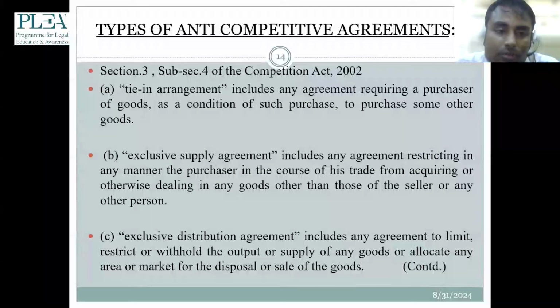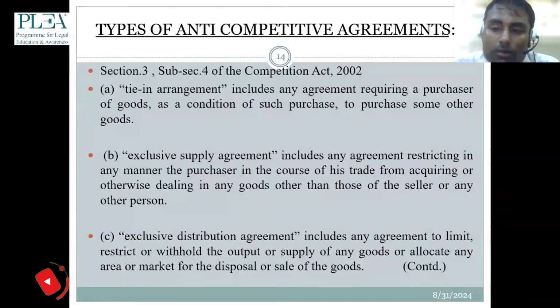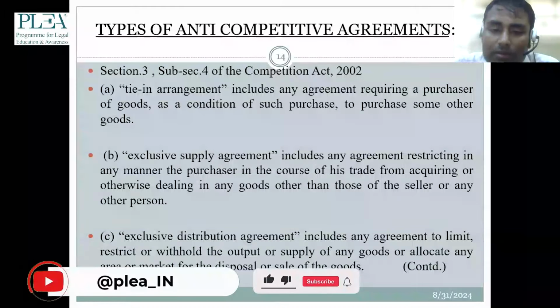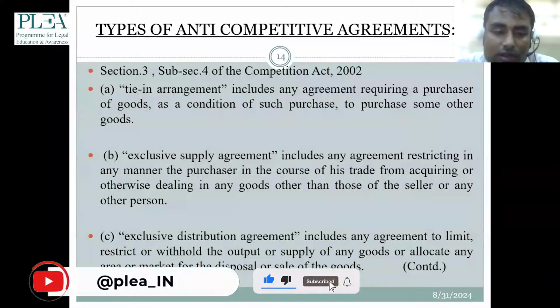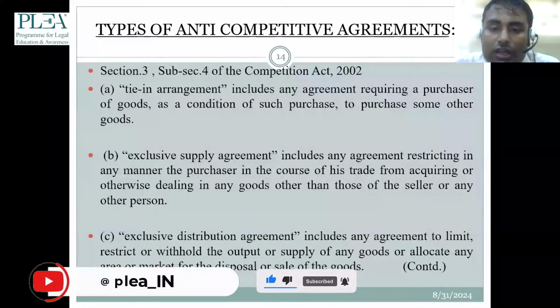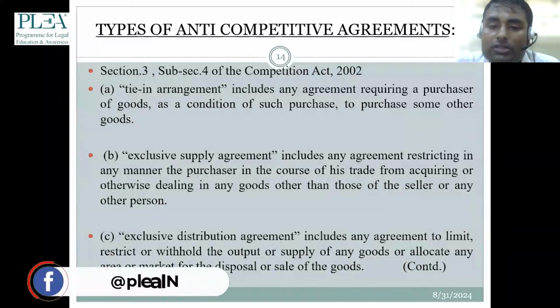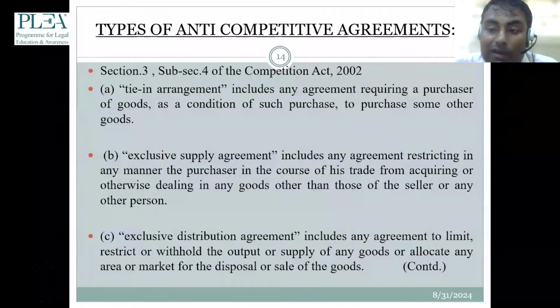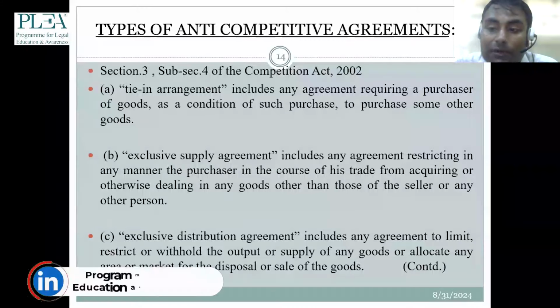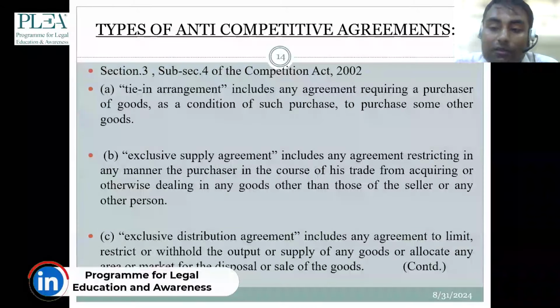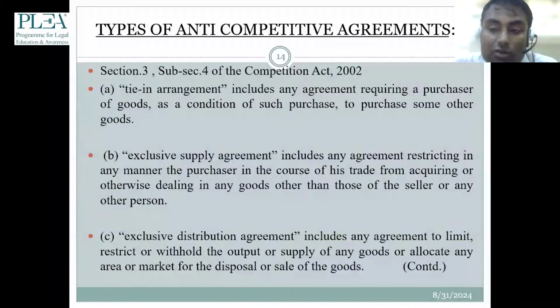If we come to section 3, subsection 4 of the Competition Act 2002, they have given four or five such things, like tie-in arrangement. It includes any agreement requiring a purchaser of goods, as a condition of such purchase, to purchase some other goods. It is not like buy one, get one free. Rather, in Flipkart nowadays, such buying options come frequently. This is also not covered by that.